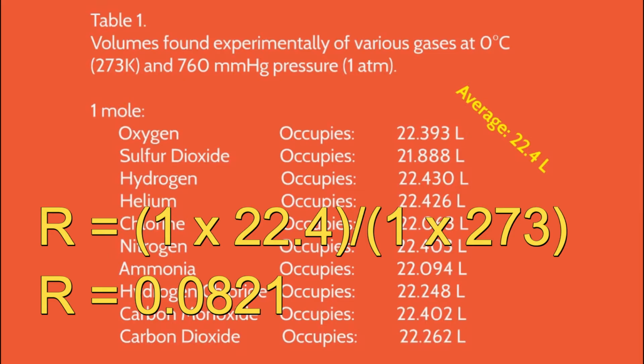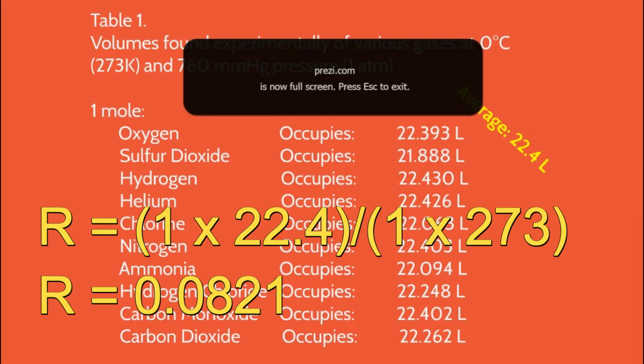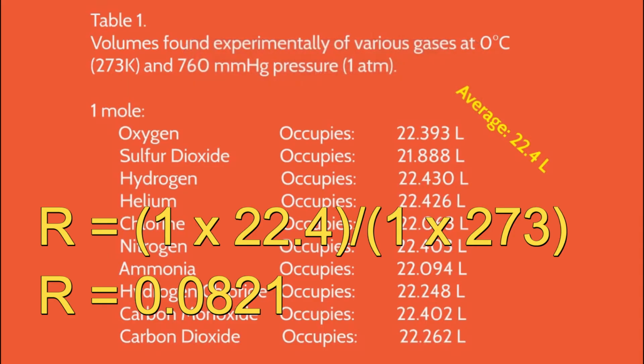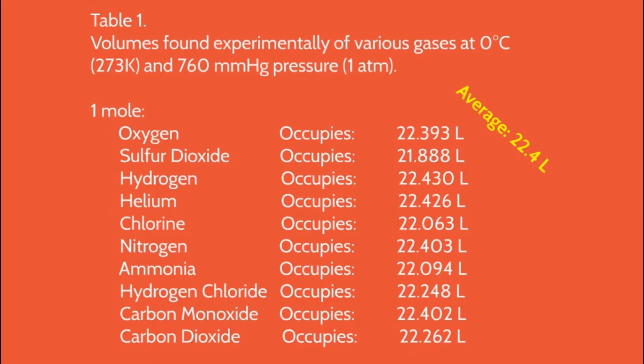Do it in your calculator real quick. You're taking 22.4 basically divided by 273. 0.082. Is this the number you got? Yeah. Is that the R value that's on your sheet? Uh-huh. Yeah.